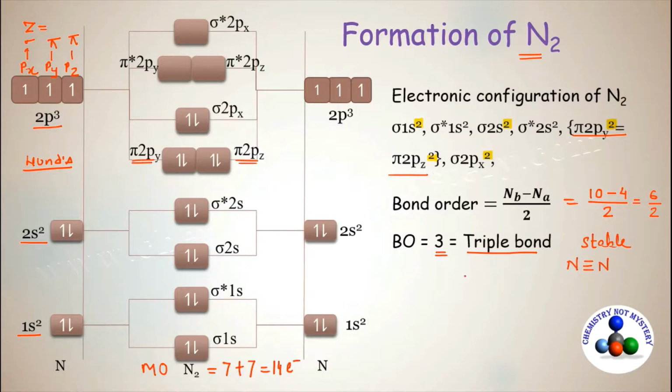Now come to the magnetic behavior. As you see, all the electrons are paired. That's why the N2 molecule is diamagnetic in nature.